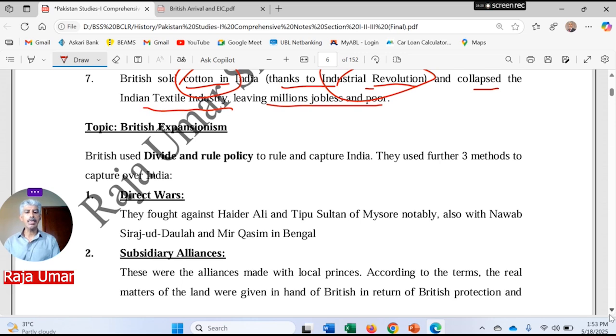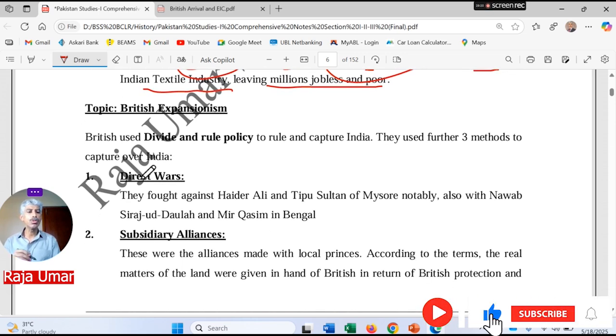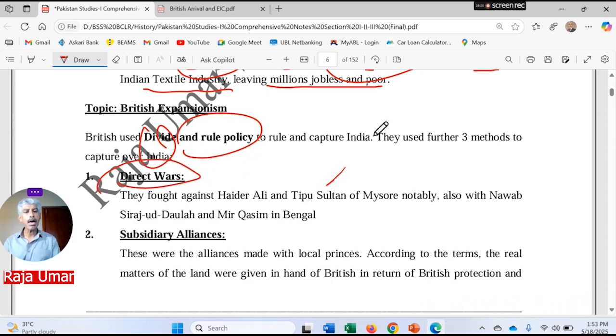So, the tactics adopted by the British to take over. The divide and rule policy was number one. Direct wars, as I have explained in the upper topics, where they invaded certain areas. They fought wars against Hyder Ali, Tipu Sultan, Nawab Sirajuddaulah, Mir Qasim, Shah Alam II, and the Nawab of Oudh. The notable ones were Hyder Ali, Tipu Sultan, Nawab Sirajuddaulah of Bengal, and Mir Qasim of Bengal. They all were defeated by the British. So direct wars led to British expansionism. The British expanded themselves in the subcontinent.